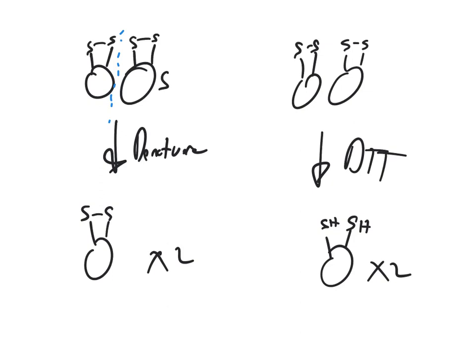So this has a weight of 50K. This is 25. This is 50. And this is still 25. So that's how you tell if it's an intramolecular disulfide, because the DTT won't make a difference.